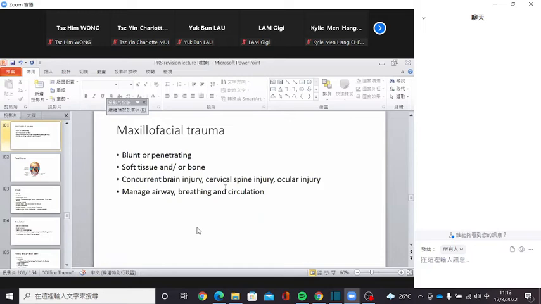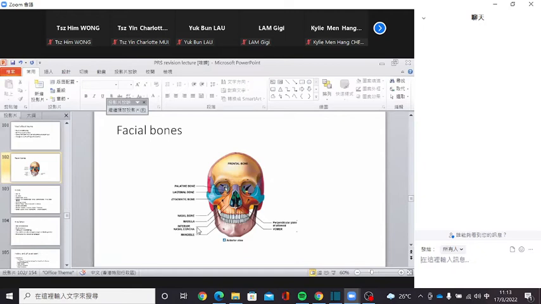So the principle of it is really like ATLS. Managing the airway, breathing, and circulation is the first thing to be done. So facial bones: these are the different bones that form your face. So frontal bone, zygoma, your maxilla, your mandible. There are smaller ones like the nasal bone and lacrimal bone. Anyway, this may not be the most important.